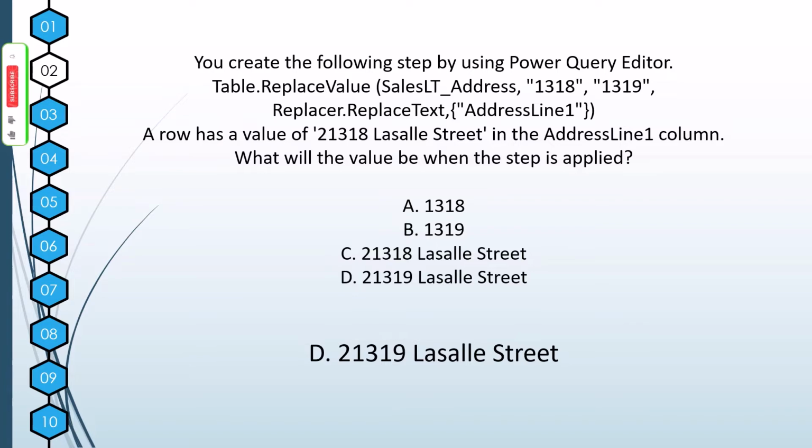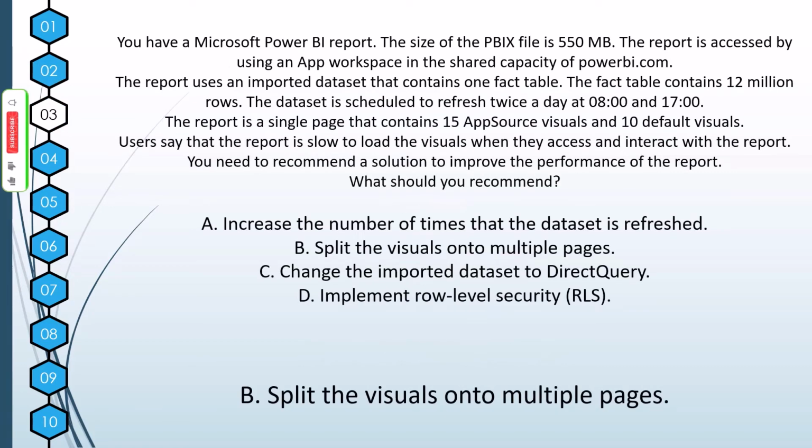A. 1318, B. 1319, C. 21,318 LaSalle Street, D. 21,319 LaSalle Street. The value will be D. 21,319 LaSalle Street.